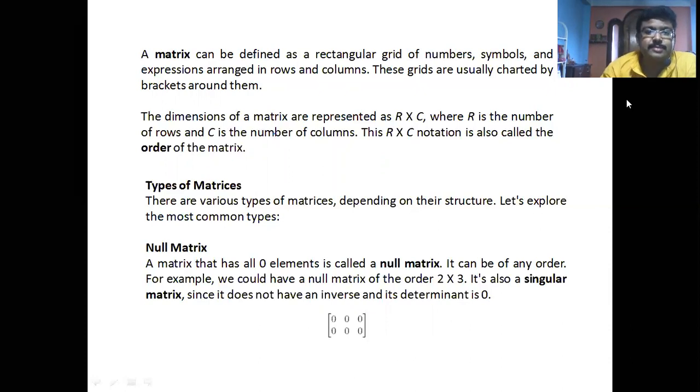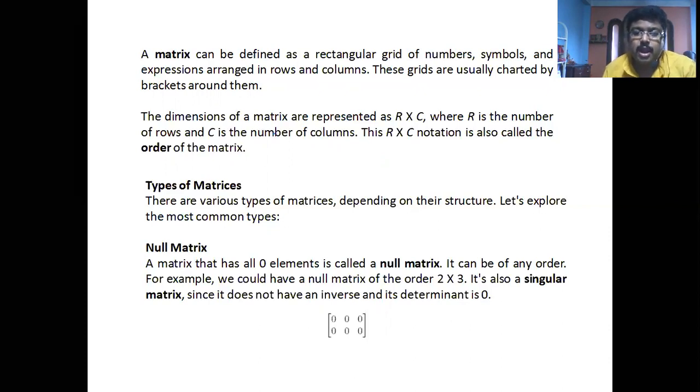Now the types of matrix. There are various types of matrices depending on their structure. Let's explore the most common types. What are the most common? Null matrix. What is the null matrix? The matrix that has all elements zero. The matrix that has all zero elements is called a null matrix.